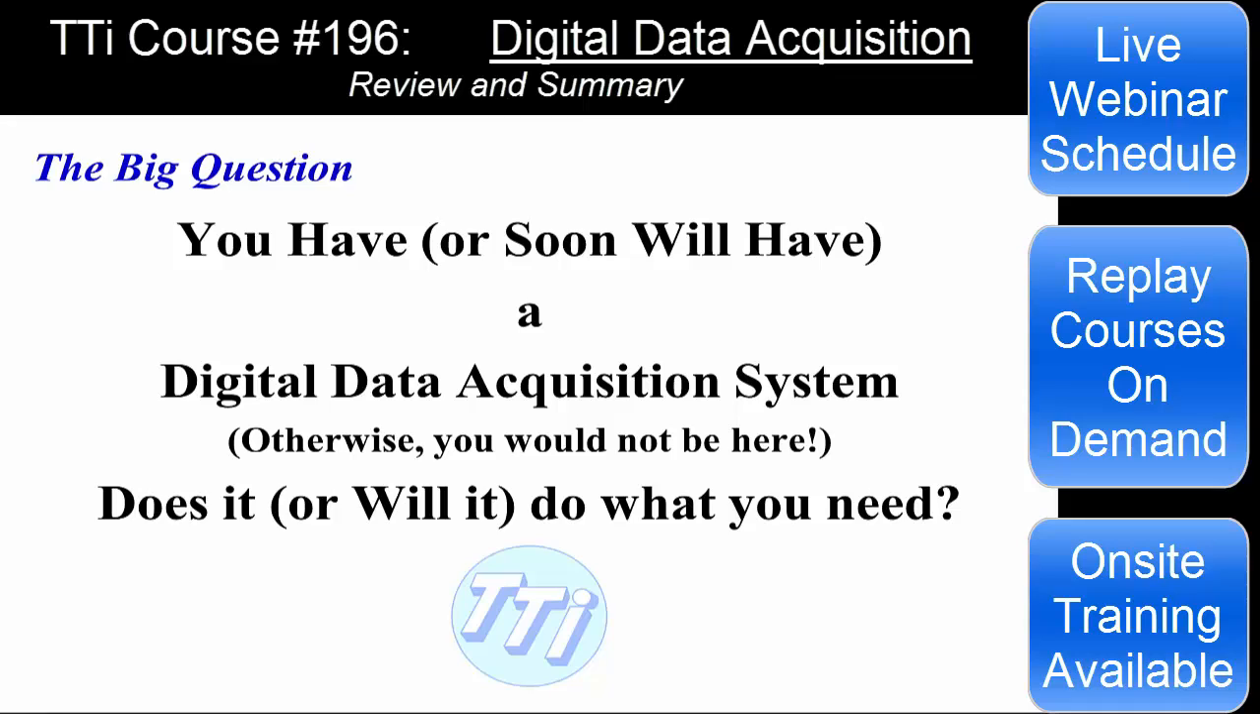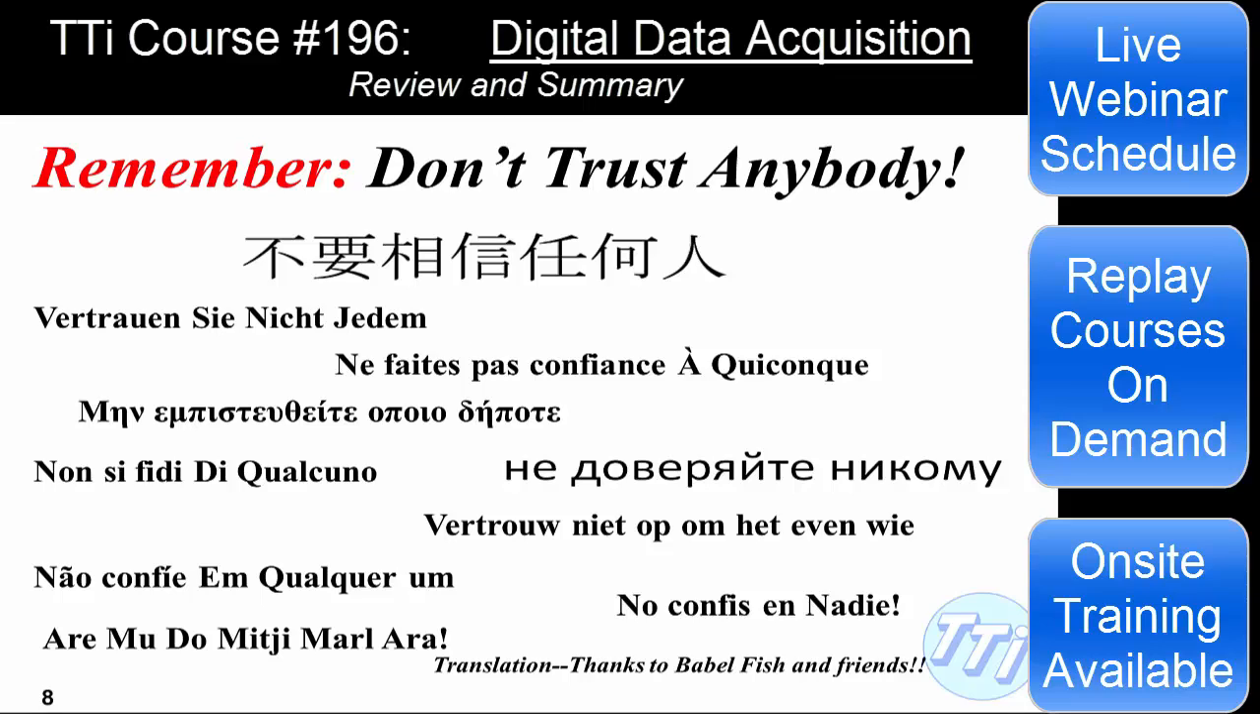The big question is, you have now, or soon will have, a digital data acquisition system. Otherwise, you wouldn't be here. The big question is: does it or will it do what you need? And going back to one of the first slides that we showed you on the first day: don't trust anybody. As we said then, the first one you shouldn't trust is yourself, but then the next one you should distrust is your data acquisition system or instrumentation system supplier, or the person who bought the system before you came along.